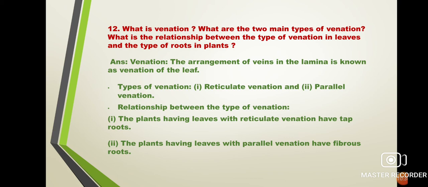Now, what are the two types of venation? Number one is reticulate venation and number two is parallel venation. And the relationship between the types of venation, as I said, is that plants having leaves with reticulate venation have taproot, and plants having leaves with parallel venation have fibrous root.